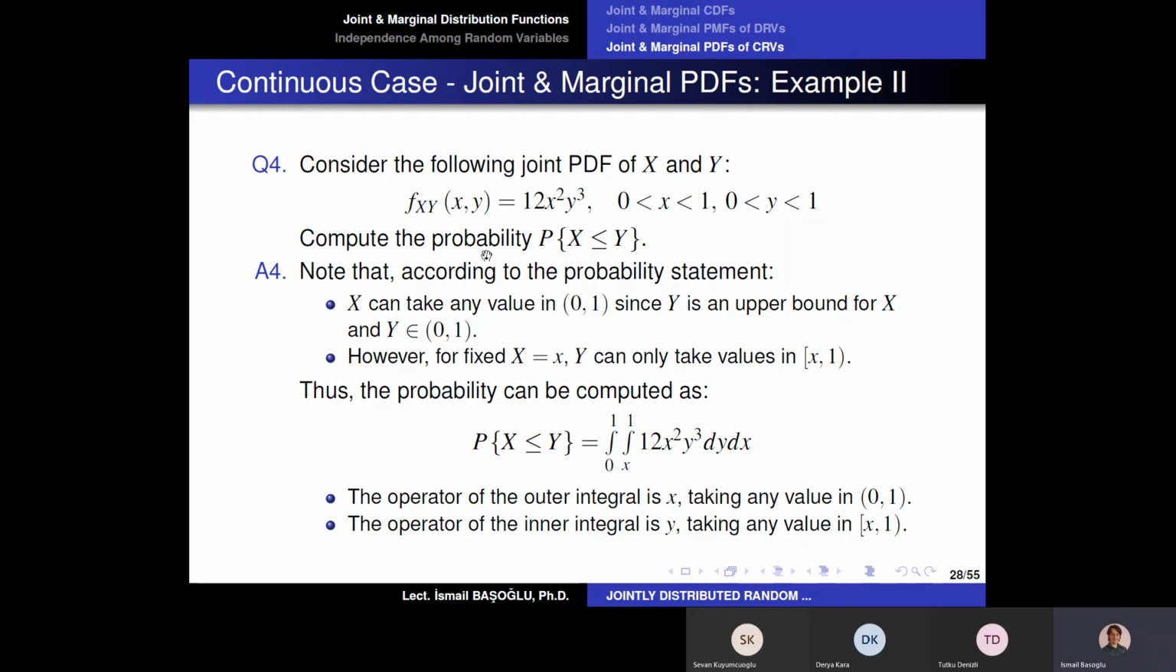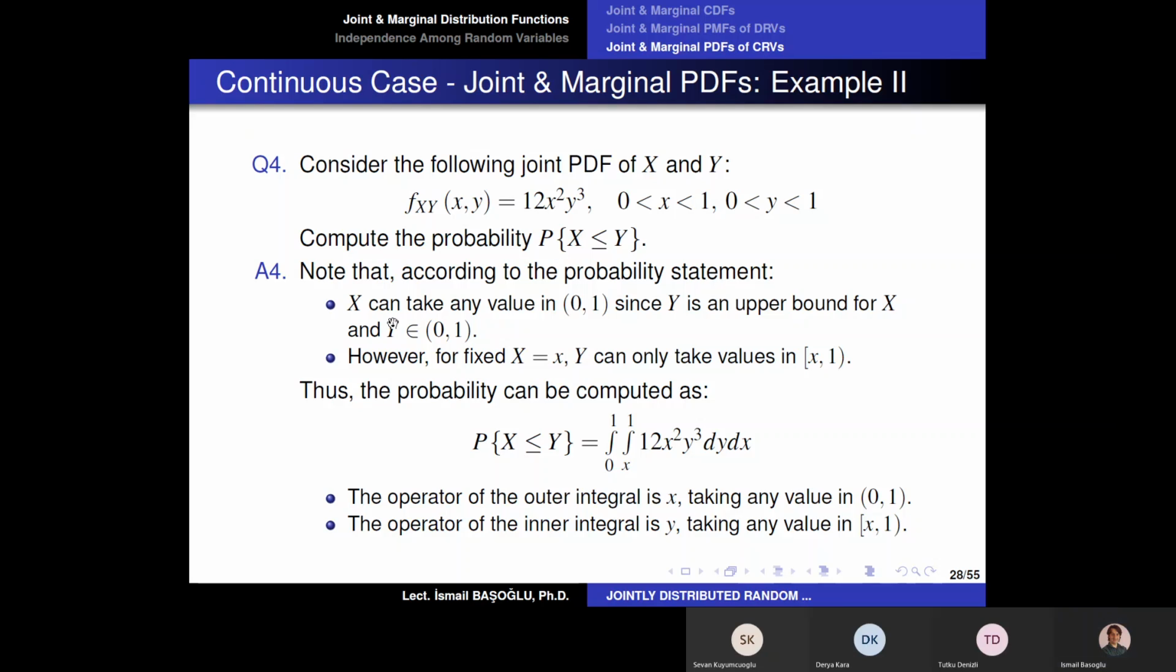It says compute the probability of x being less than or equal to y. So this time, the question is not asking an individual probability statement that just belongs to x or just belongs to y. Instead, it asks us a joint probability statement related to both random variables. What is the probability of x being less than or equal to y?